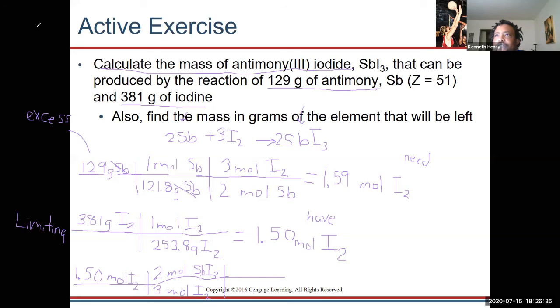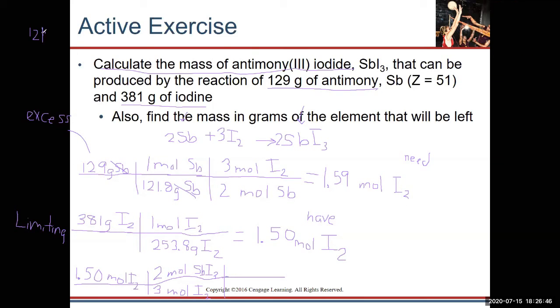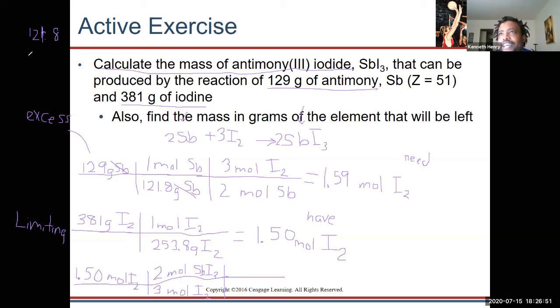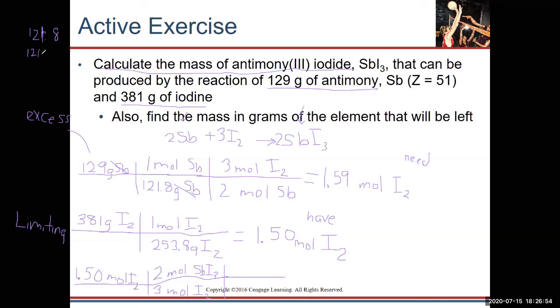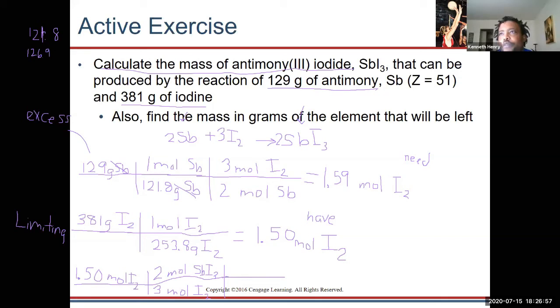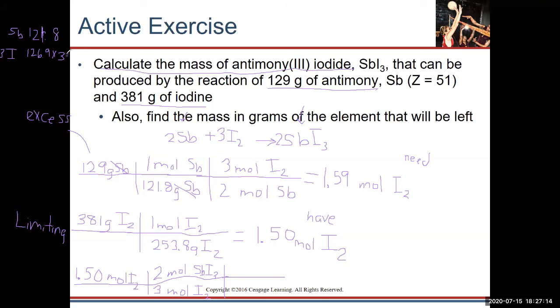So what is the atomic mass of antimony iodide? SB is what, 122 or 121.8? Yeah, iodine is 127, or iodide is 126.9 times 3, right? Yeah. Okay, what does that equal? 502.5.